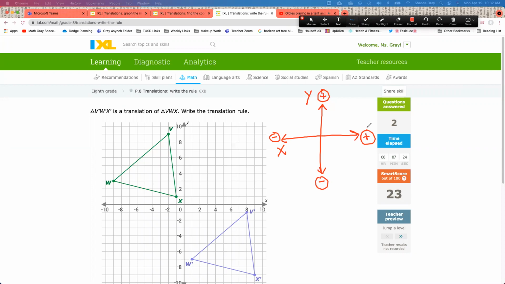So when you're talking about writing a rule, like on this one, if I'm moving over a certain amount, right? That's 1, 2, 3, 4, 5, 6, 7, 8, 9, 10. So I'm going in the positive direction 10. So this will be X plus 10. And then I'm going down from 9 all the way. So that's another 10. So I'm going down 10, but this time it's in the negative direction. So this would be y minus 10.